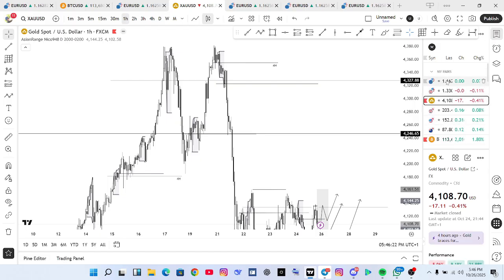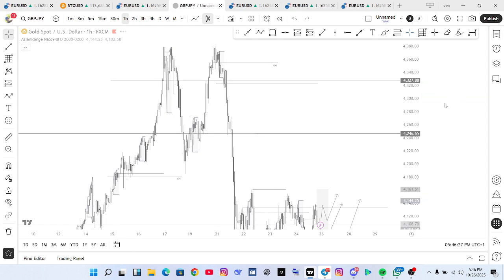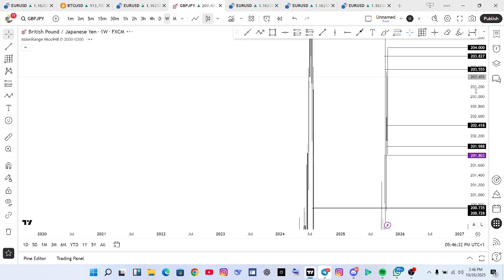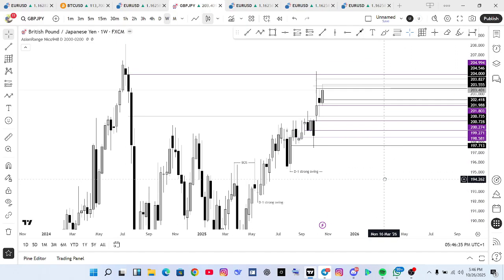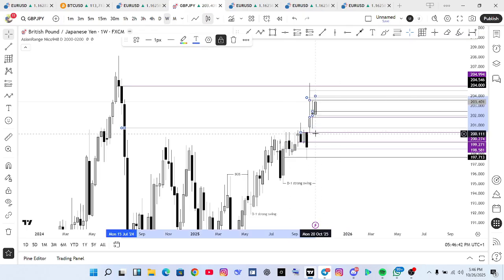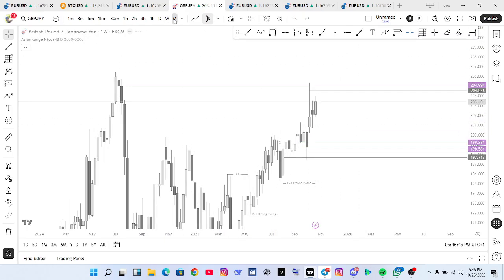I trade EU, GU and gold majorly. Let's just see GJ, but I won't stay long on GBP JPY. On GBP JPY, it's weekly. Let me delete most of all these lines. Let's see monthly.